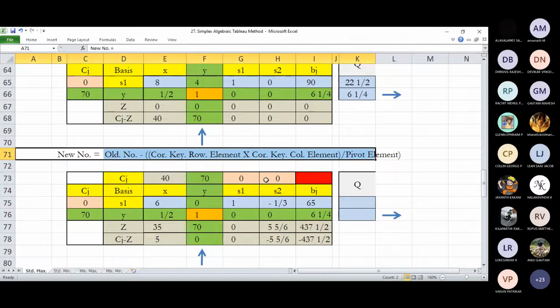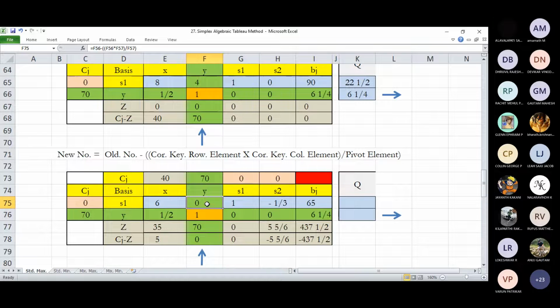So once you make this element 0, then we'll be finding out the Z value, which is nothing but 0 into 6 plus 70 into 1 by 2, which is nothing but 35. And you repeat the process. And finally, you have Cj minus Zj. Cj is here, minus Z is 35. 40 minus 35 is 5. And in the same way, this directly becomes 0.